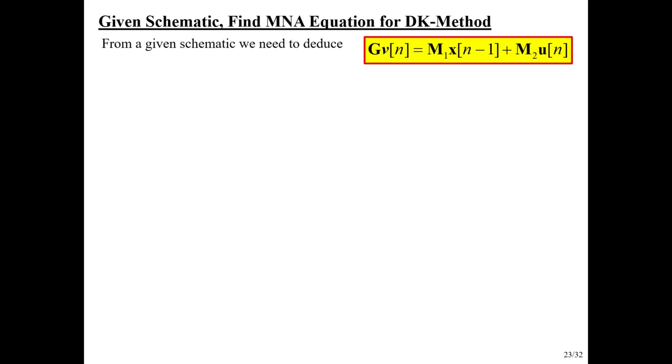So let's walk our way through this DK method. We've covered a lot, but we've set the stage, and now we're ready to see how to do this. So we've got some given schematic. We need to deduce this for our discrete time model.